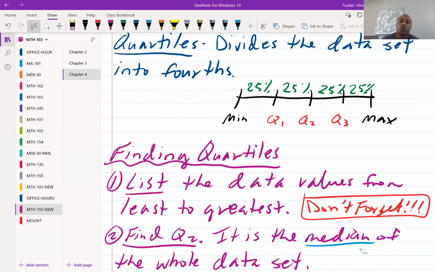All right, so finding our quartiles. First, we want to list the data values from least to greatest. Don't forget that step. A lot of times people forget that step. Then we're going to find Q2. It is the median of the whole data set. In other words, you can take Q2, split the data in half. And we talked about medians last class. That's just the middle value.